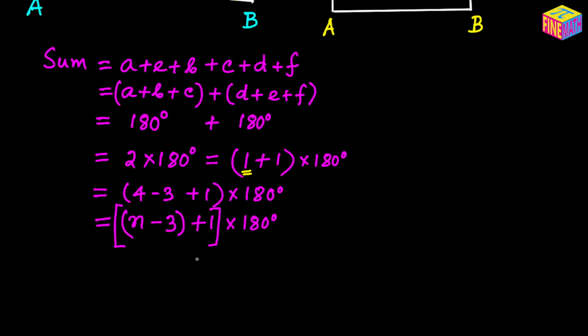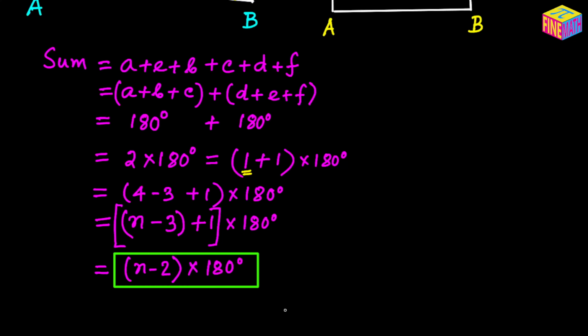So now we have a nice little formula that says that your sum of the interior angles would be like this. And if we simplify this a little bit, this should be n minus 3 plus 1, so that would be n minus 2. So I'm simply writing it like this: n minus 2 times 180 degrees. So this is the formula for the sum of the interior angles of any polygon, where n is the number of sides. Let me make a quick note here that this n indicates the number of sides. I hope the concept is clear.